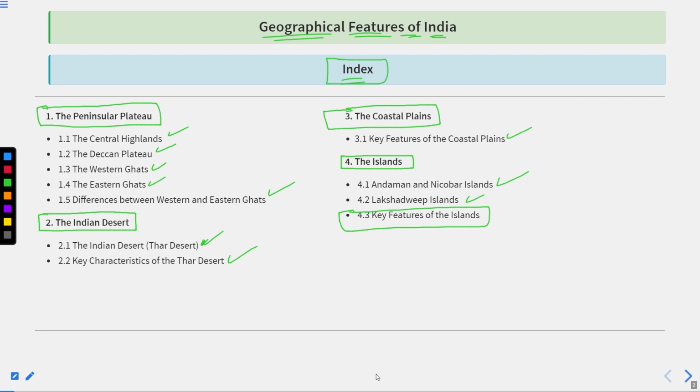Remember, whenever we talk about the geographical features of India, we are talking about the geographical division of India into 6 parts. The Great Himalayas, which we covered in the previous lecture. Then the Northern Plains, which we also covered in the previous lecture. Then comes the Peninsular Plateau, which we are going to discuss here. The Indian Desert, the Coastal Plain, and the islands, we are going to discuss here as well. So this is the complete picture that we have.